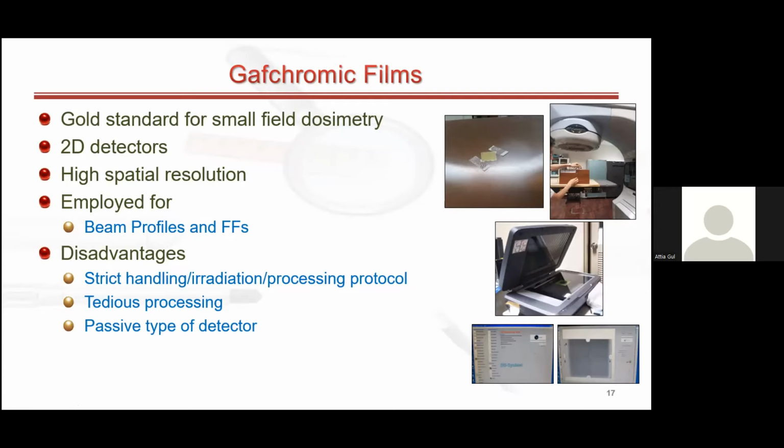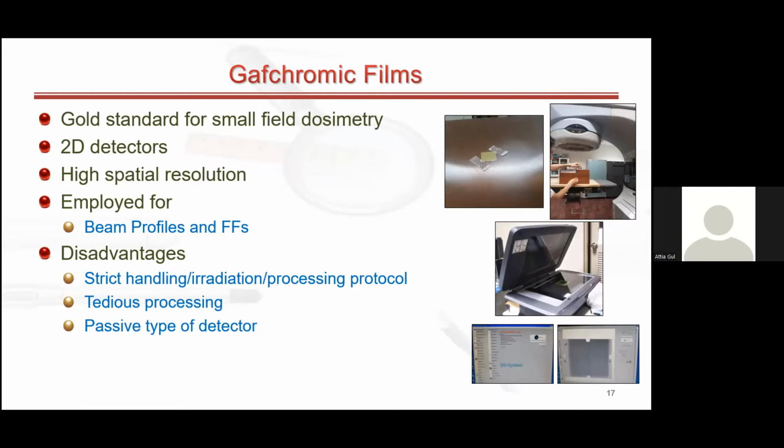What are the disadvantages? Of course, we have to use it in solid phantoms. What are the disadvantages of using gafchromic films? It requires very strict handling, irradiation and processing protocol. For example, you have to be very, very careful while handling these detectors. You have to wear gloves. You should take care of timings.